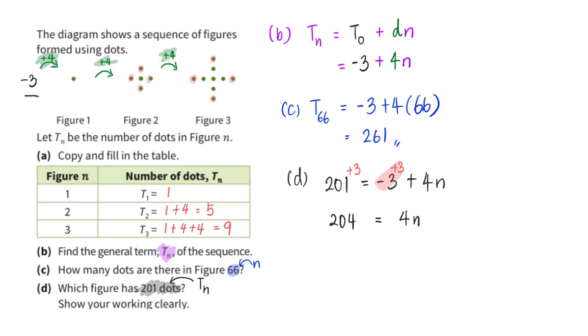3 minus 3 will be equals to 0. That's the reason why I decided to add 3 on both sides of this equation. And I'm going to divide by 4 on both sides, so that I will get the final answer 51 is equals to n. Alright, so the answer: figure 51 will have 201 dots.